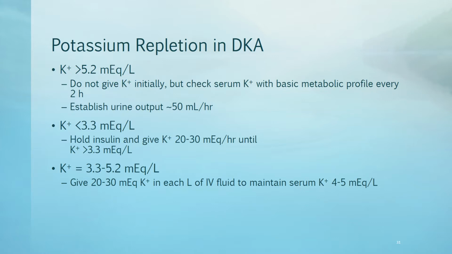And this slide here is just giving you an outline of what we do as far as the replacement of potassium in DKA. If the potassium is greater than 5.2, then of course we're not going to give potassium because we know that it's going to start dropping on its own. If the potassium is less than 3.3, we're going to hold the insulin, and then we're going to go ahead and give the replacement of potassium. And then so forth, if you look at the next one, what we end up doing is based on what's going on with the potassium.